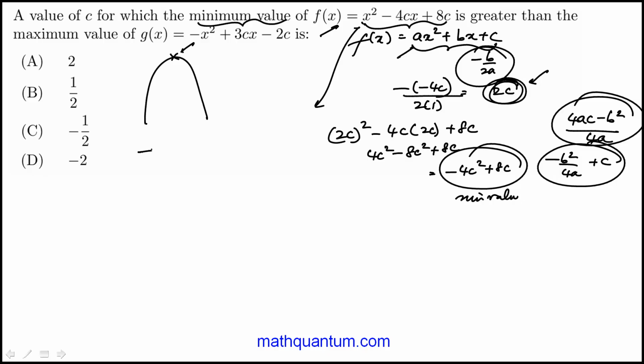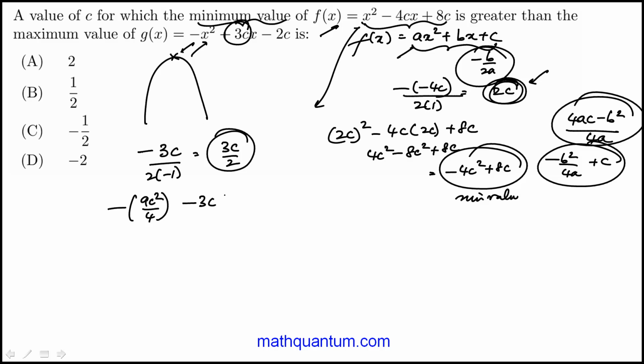Again, find the x-coordinate of the vertex, which is minus 3c, because that's b, over a. So that's 3c over 2. And we plug it back in. So I have squaring that value, minus 3c over 2. So it's actually negative here. So watch out for those signs here. So that's minus 9c squared over 4 plus 9c squared over 2 minus 2c.